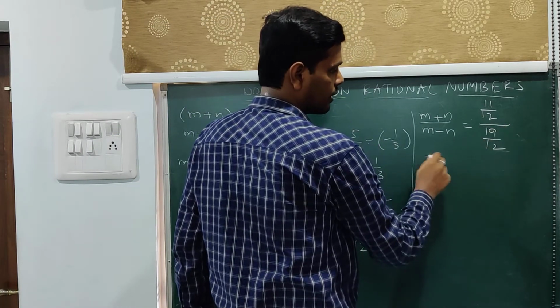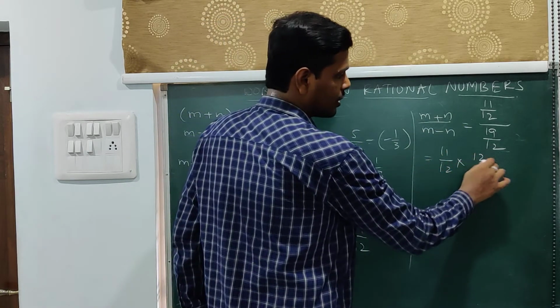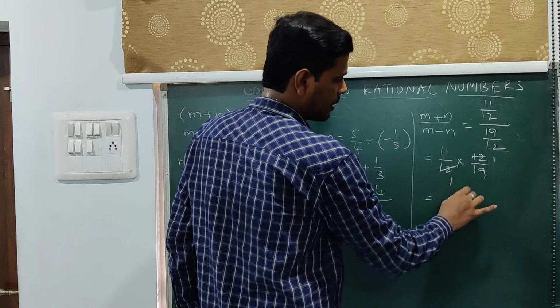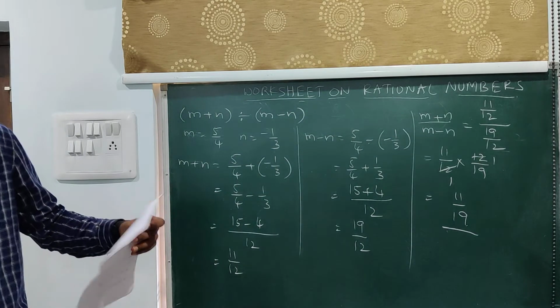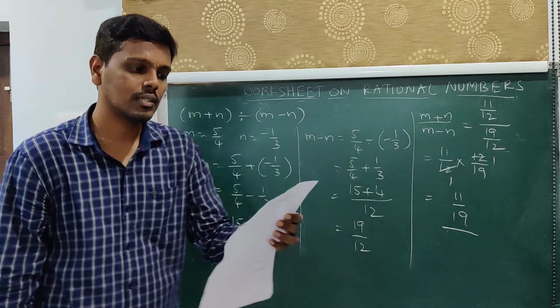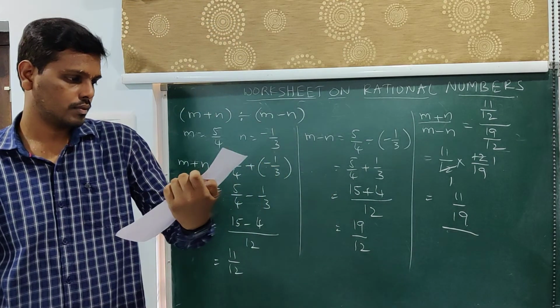So now convert the division into multiplication and take the reciprocal of the denominator. 12 by 19. So they get cancelled 1 time. 11 into 1 is 11. 1 into 19 is 19. So that is it with regards to the worksheet. Though I have not discussed the second one in the 12th question, that is similar to the first one, which you will do by yourself. So that is it.